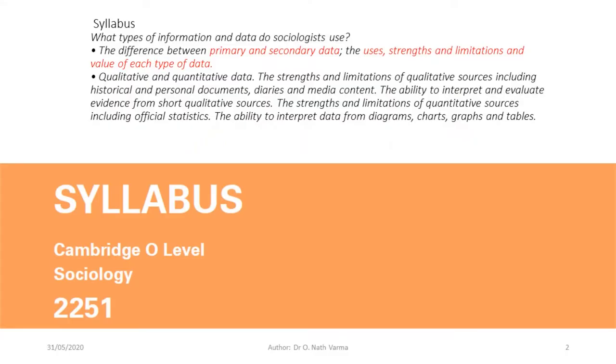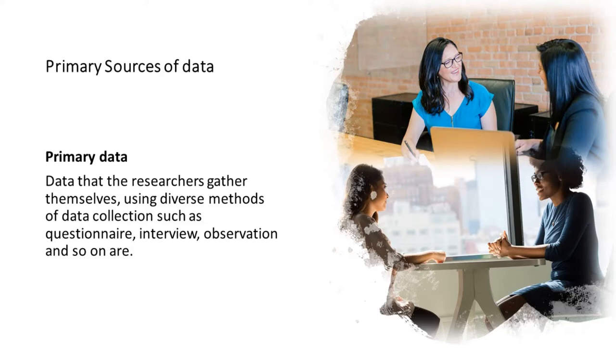We are looking at the syllabus of Cambridge O-Level Sociology 2251, where it states: what type of information and data do sociologists use? The difference between primary and secondary data, the uses, strengths and limitations, and value of each type of data. You should first understand what are primary sources of data, and then we look at the secondary sources. The primary data are data that the researchers gather themselves using diverse methods of data collection, such as questionnaires, interview, observation, and so on. All these methods of data collection, which we considered in the earlier lessons.